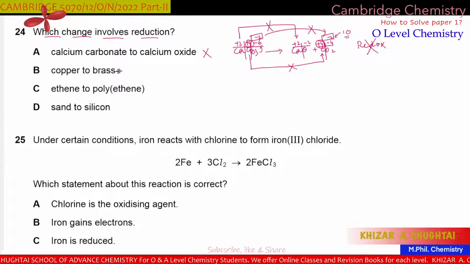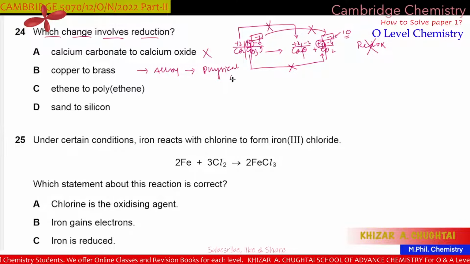Option B, copper to brass. This is an alloy and it's a physical mixture. You can say it's a physical change. It's not a chemical change. As this is not a chemical change, there is no chance of any sort of reduction.